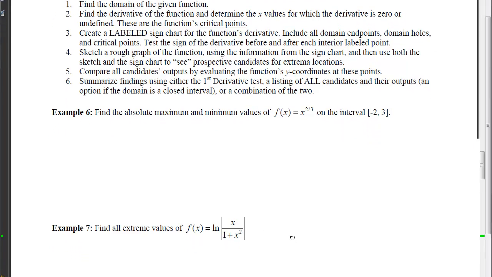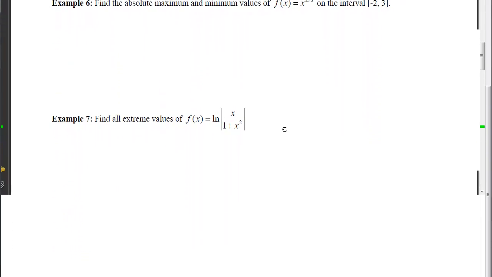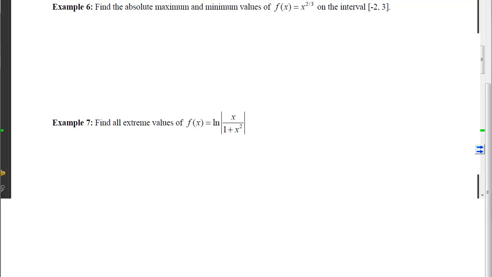Our first one is example 6, which is to find the absolute max and min values of f of x equals x to the 2/3 on this interval from -2 to 3. So our first step was to write down what the domain is. The domain was given to us as the interval from -2 to 3. And we check to make sure that there are no problems in there. Since this is a cube root, cube roots never give us issues, so the domain's going to be everything in between those two.